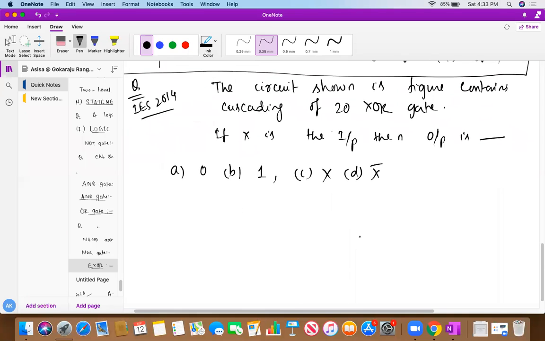Okay, so see here what you need to do. The circuit is given like this. The circuit is actually like this.